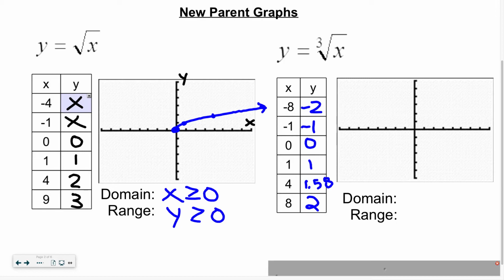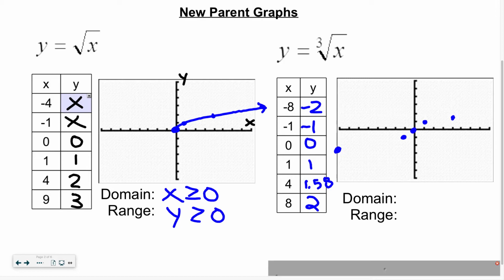Okay, so now I'm going to plot those points. All right, -8, -2. So I'm going 8 to the left and 2 down. -1, -1, so 1 left, 1 down, 0, 0, 1, 1. I can put 4 and 1.5 on there, somewhere right there, right? And then I'm kind of off my screen a little bit, but 8, 2 is way up over there.